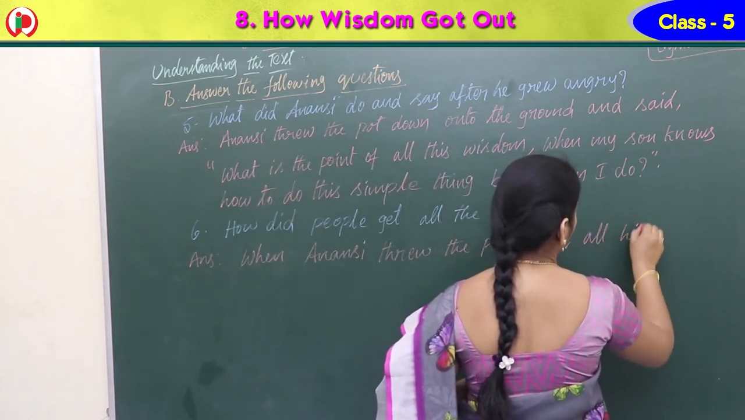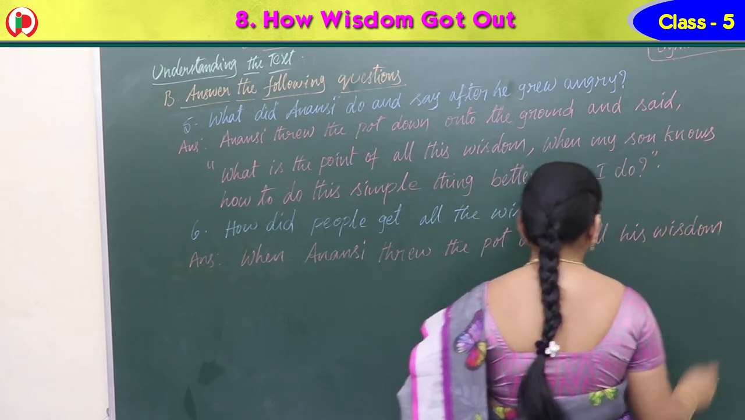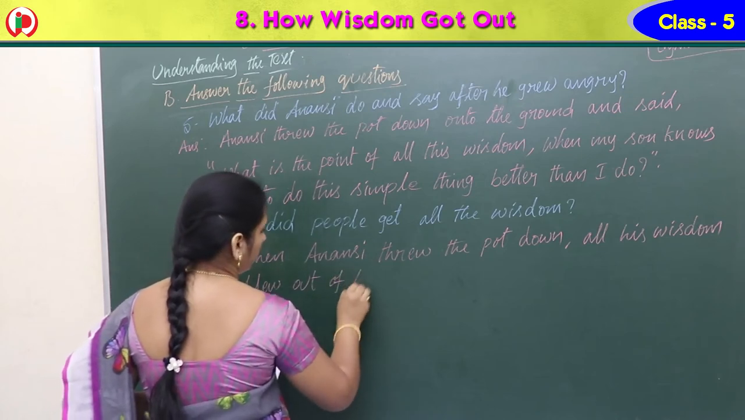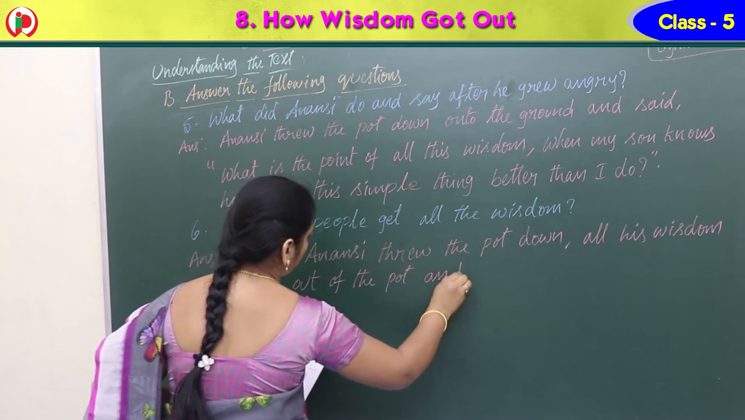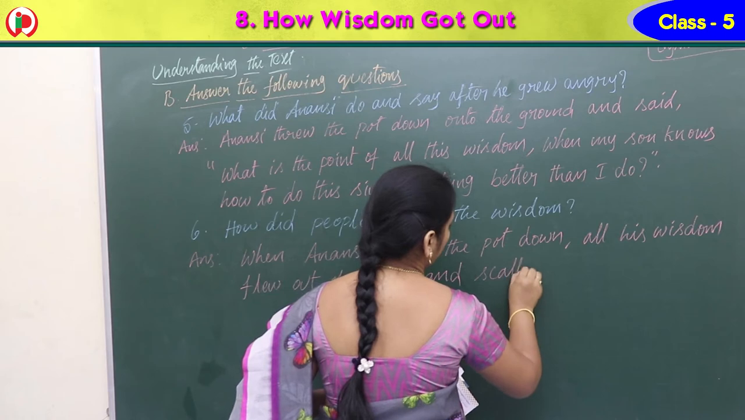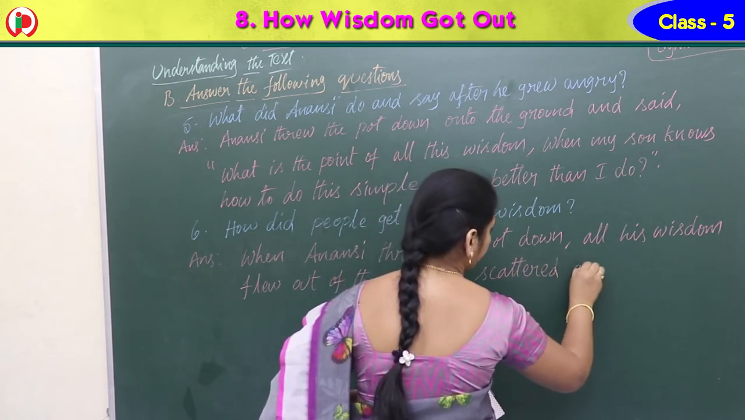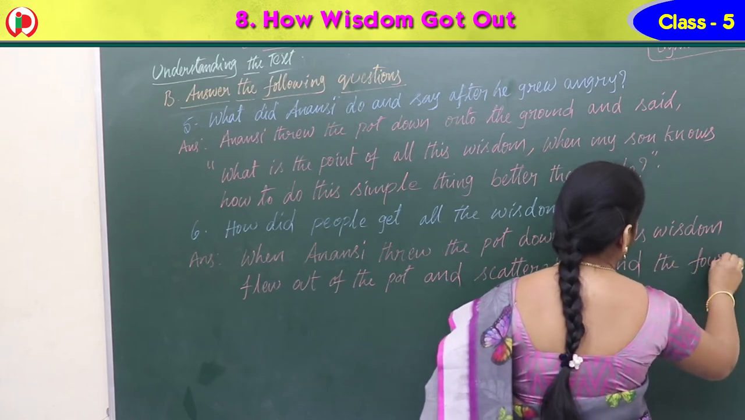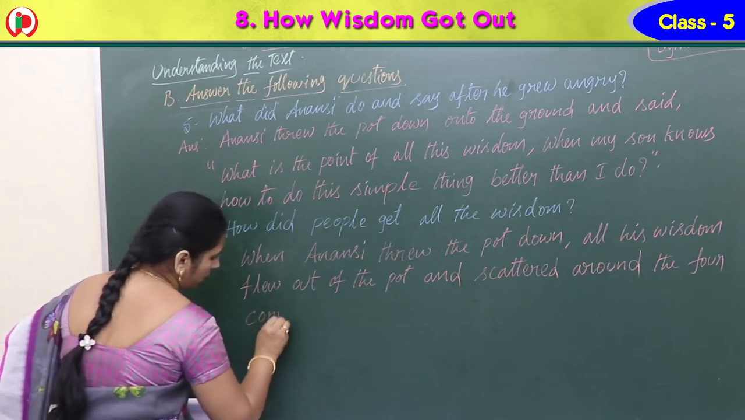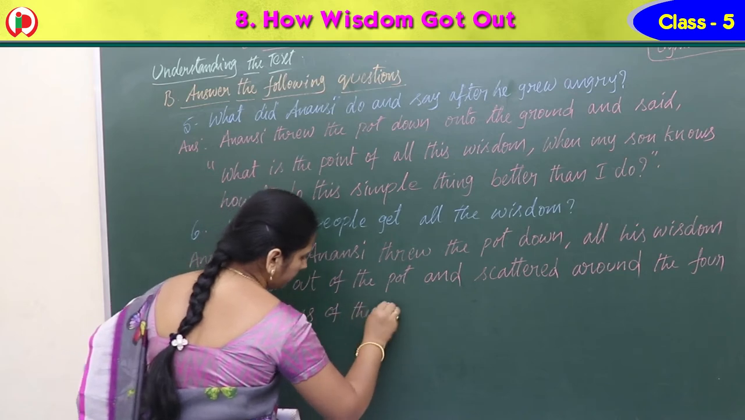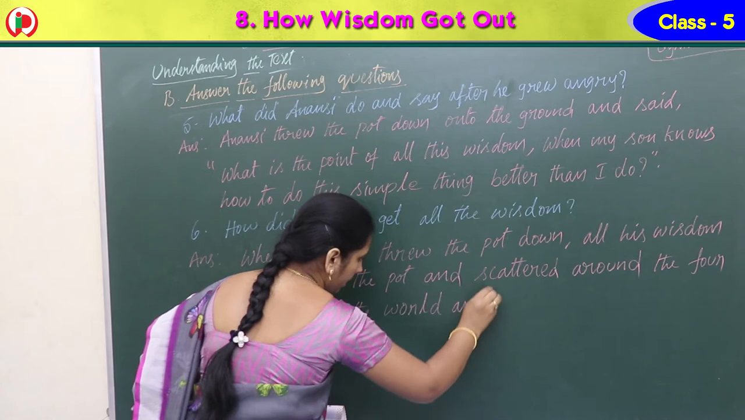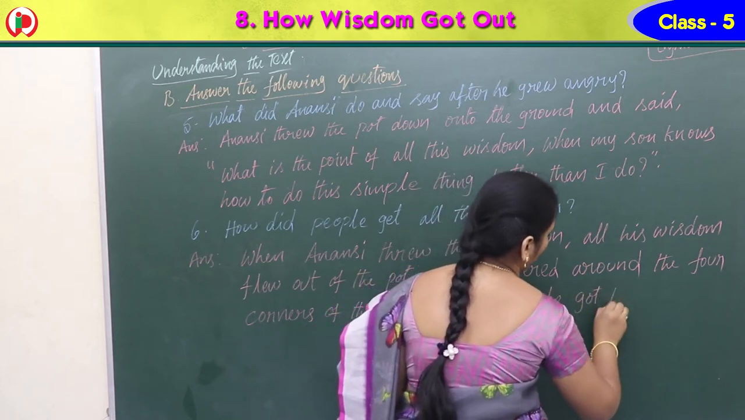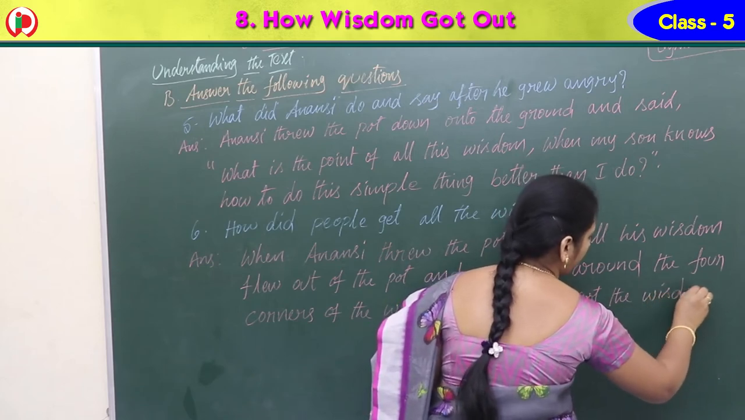When Anansi threw the pot down, all his wisdom flew out of the pot and scattered around the four corners of the world. And people got the wisdom. So like that, all the people got wisdom.